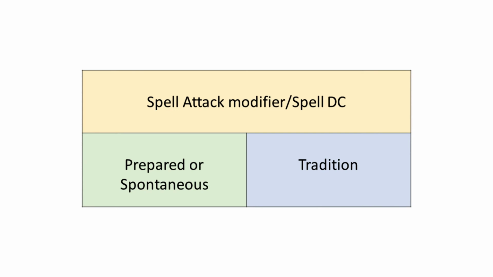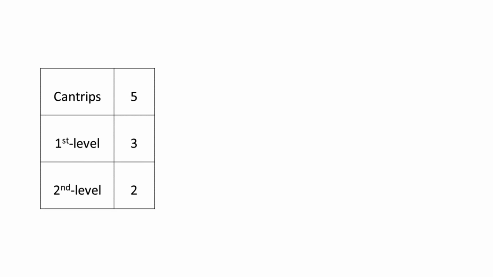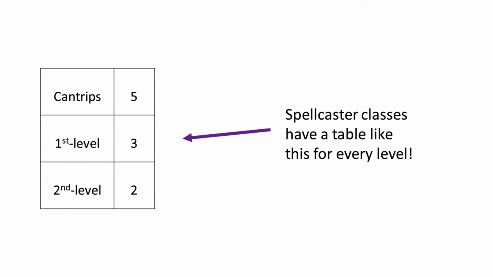Now let's talk about the next topic. Are you a prepared or spontaneous caster? If you're a spellcaster, every level you should have a table like this that tells you how many spell slots you get per spell level.